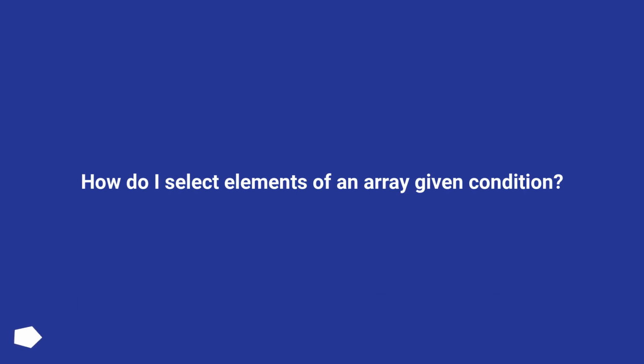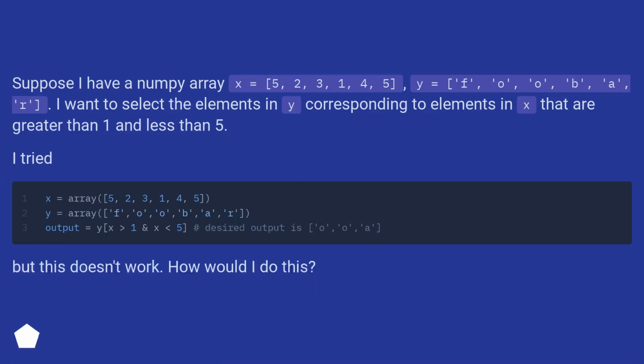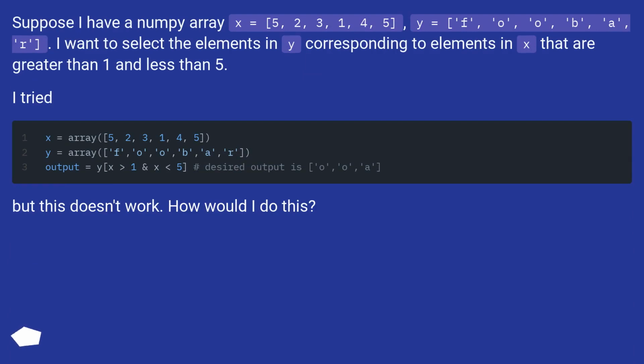How do I select elements of an array given a condition? Suppose I have a numpy array x equals 5, 2, 3, 1, 4, 5, and y equals f, o, o, b, a, r. I want to select the elements in y corresponding to elements in x that are greater than 1 and less than 5. I tried this, but it doesn't work. How would I do this?